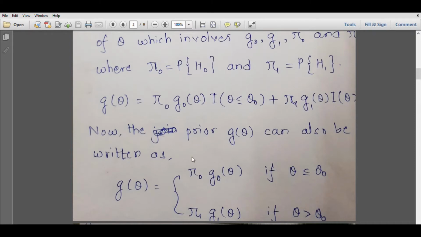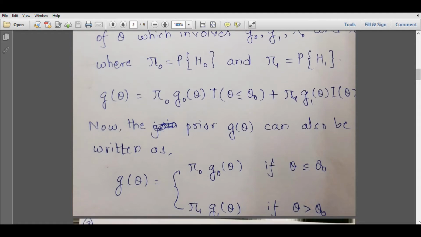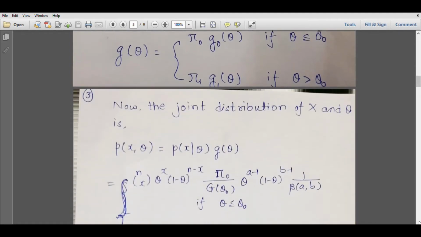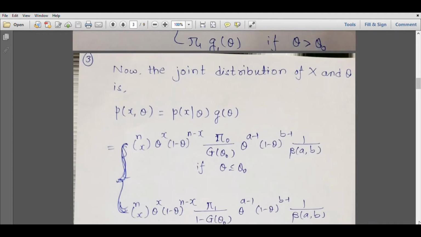So if this is the expression for g(θ), then let us see what will be the joint distribution of x and θ. So the joint distribution is now P(x given θ) times g(θ). Now P(x) is the binomial PMF, so n choose x, θ raised to x, (1 minus θ) raised to n minus x, into now π0.